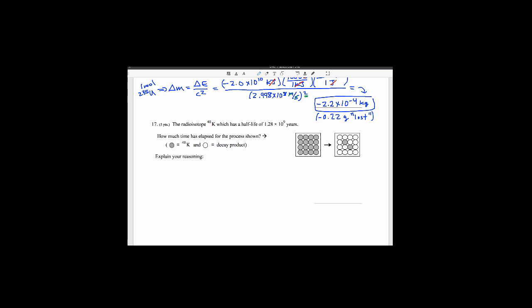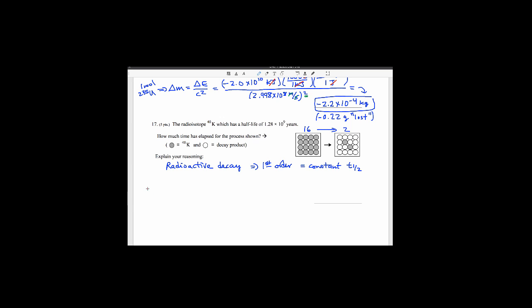And the very last question, we have a radioisotope which has a half-life of over 1 billion years. And how much time has elapsed for this process that's shown here? Well, of course, we have to remember that radioactive decay is first order. And first order processes have a constant half-life. And since the half-life is constant, we start with 16 of these nuclei. We end up with 2.